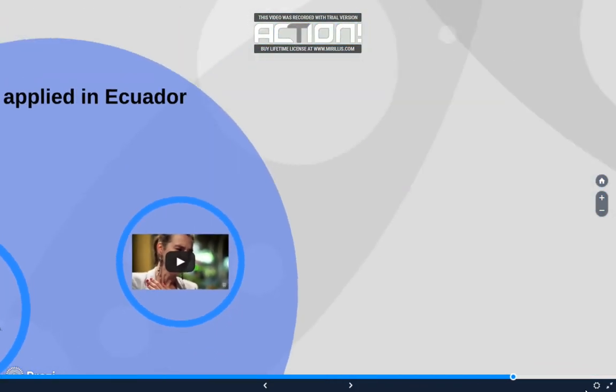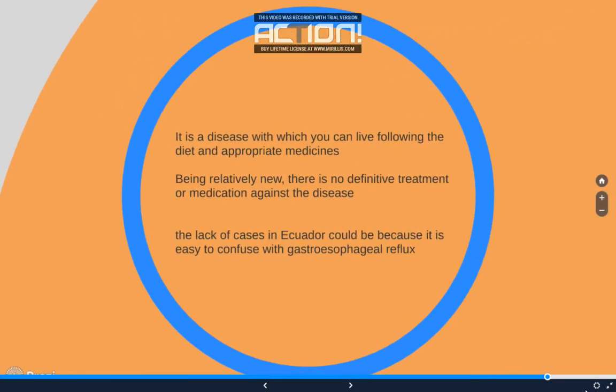Now we continue to conclusions. It is a disease with which you can live following the diet and appropriate medicines. Being relatively new, there is no definite treatment or medication against this disease. The lack of cases in Ecuador could be because it is easy to confuse with gastroesophageal reflux.